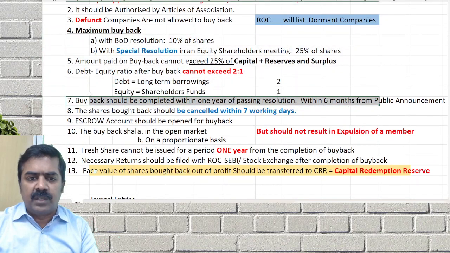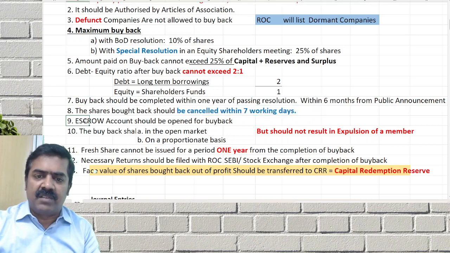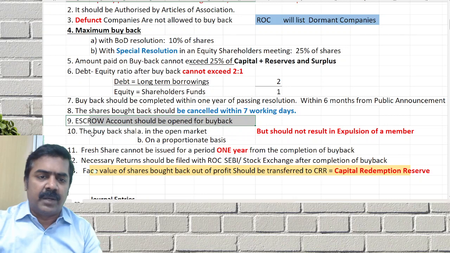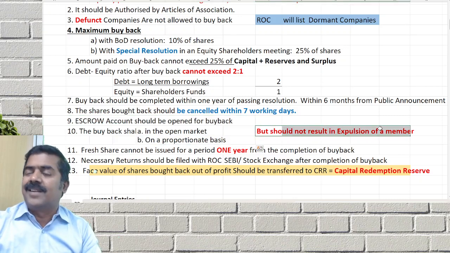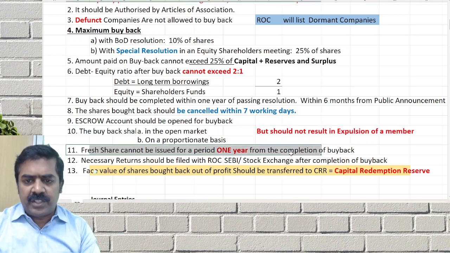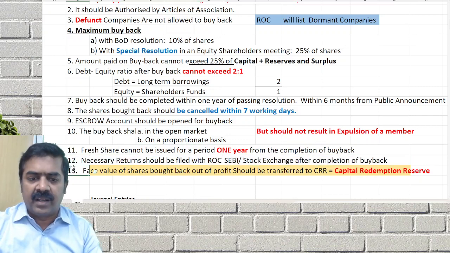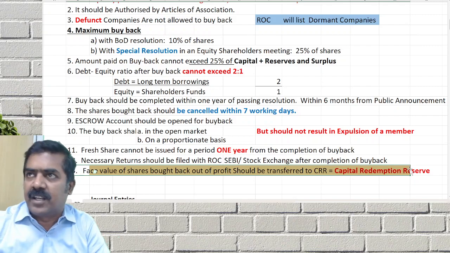Buyback should be completed within 1 year of passing the resolution. Should cancel the shares bought back within what? 7 working days. You must open a separate bank account called escrow account for buyback. And the buyback shall be in the open market or on a proportionate basis. You cannot single out a member. Fresh shares cannot be issued for a period of what? 1 year. You have to file the returns with ROC and SEBI after the completion of buyback.